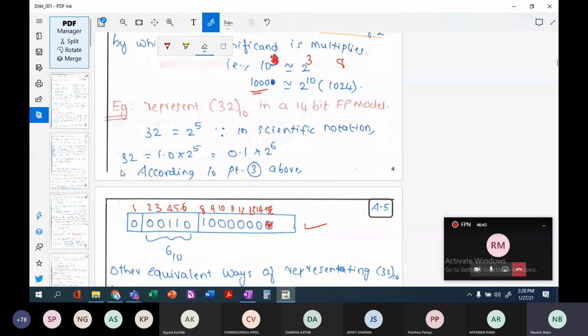Now immediately I will convert this 32 into the scientific floating point number representation, which is nothing but 1 into 2 power 5. So 1.0 is not a standard format. I must always have 0 point something. So I have converted this 1.0 to 0.1 and I have adjusted the exponent value here to 2 power 6. So according to the third rule, let us look at how your field gets filled. This is a positive number, right? This is plus 32.